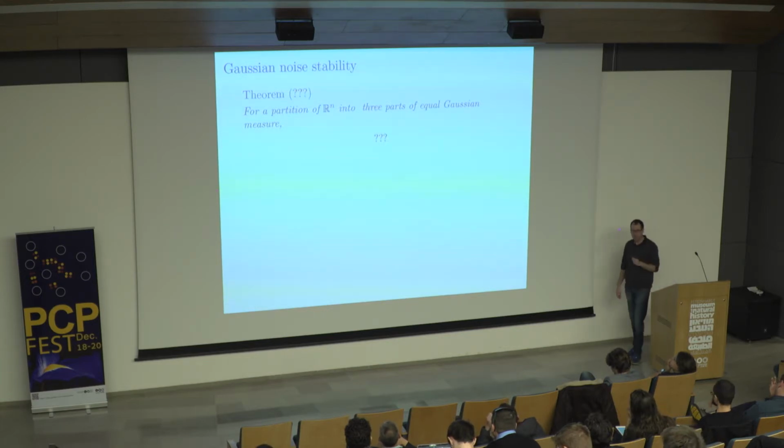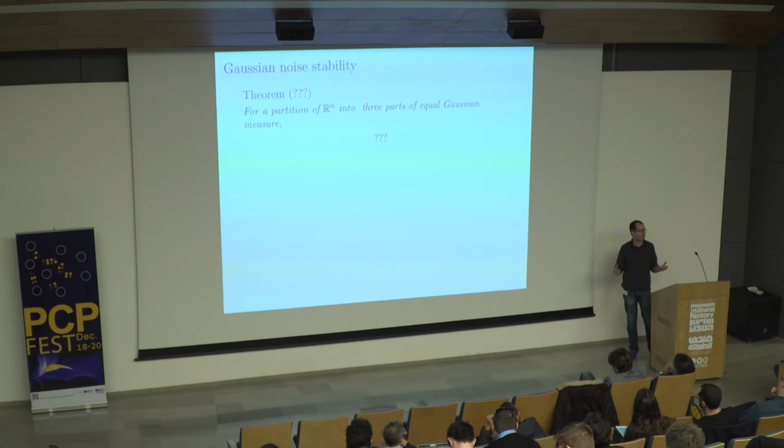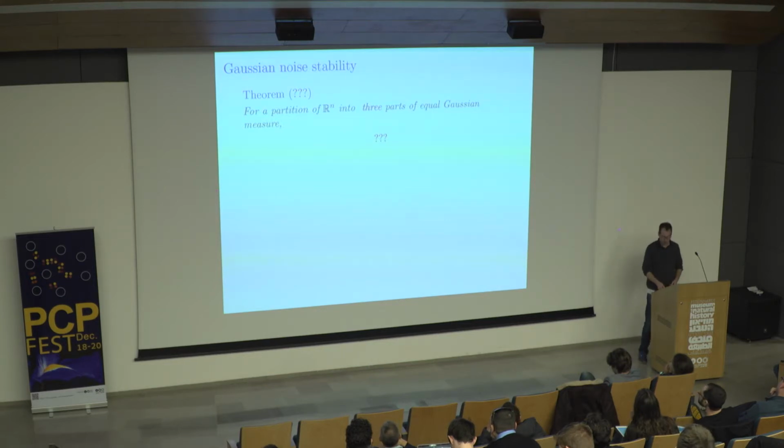So what we need to know in order to understand what happens to plurality is the following theorem, which does not exist. For a partition of Rn into three parts of equal measure, something, okay? So we don't know what this thing is, right? What is the best partition of Rn into three parts, maybe of equal measure, such that you maximize the probability that if I choose my x and my y, they land in the same part? Okay, so we don't know what it is. So I'll tell you about a conjecture.